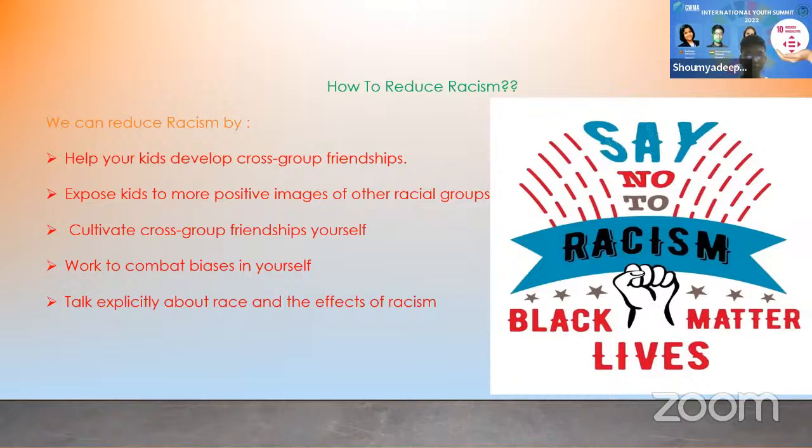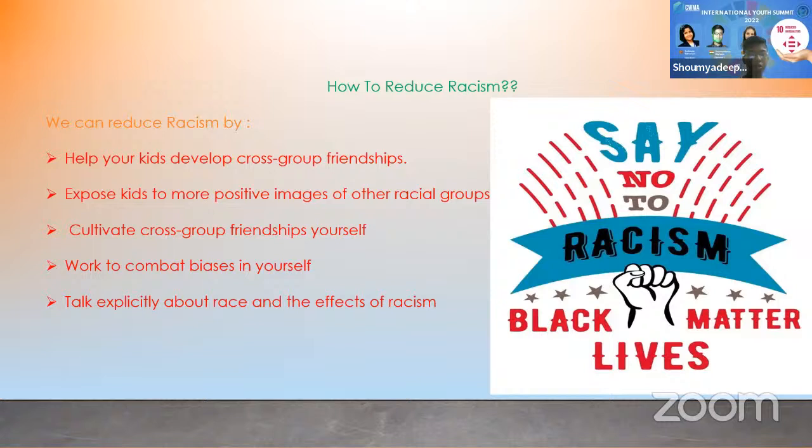Now, how to reduce racism? As I said, racism is another important topic. We can reduce racism, number one, by helping the child develop cross-group friendships. If he is black, he should make friendship with white. If he is white, he should make friendship with black. Second is exposing kids to more positive images of other racial groups. White kids are mainly told by their parents that we should not play with black people. Actually, it's wrong. We should give a positive impact to the kids about the other racial group.